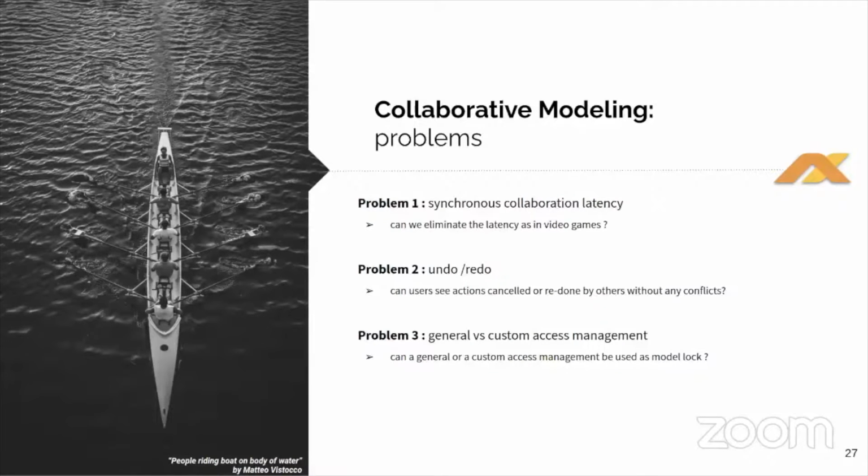And the third problem concerns general access management versus custom access management. When we are talking about general access management, it's the fact of not considering any type of user and just locking a model when any user modifies a model. And custom access management is the possibility to define different kinds of access. And the question was, can a general or custom access management be used as a model?